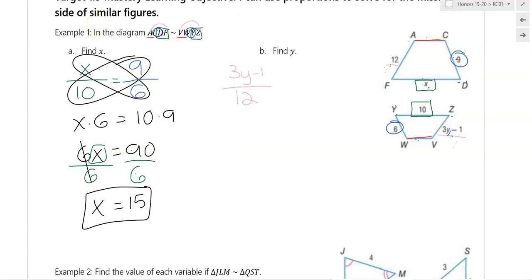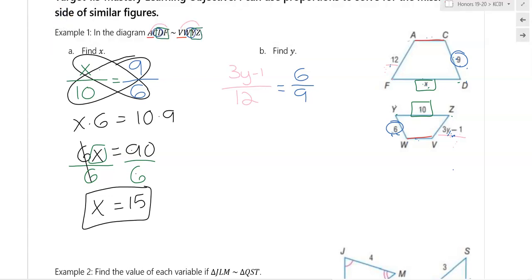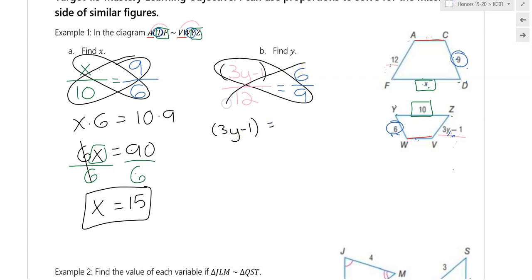Then, for the same reason, I'm going to use the 6 and 9. That's where the numbers are. However, this time, since I started with this y, which is in the bottom shape, I need to start with 6, because that's in the bottom shape. So it's going to be 3y minus 1 over 12 equals 6 over 9. Then, parentheses, because there's a subtraction sign, I'm multiplying. Times 9 equals 12 times 6.